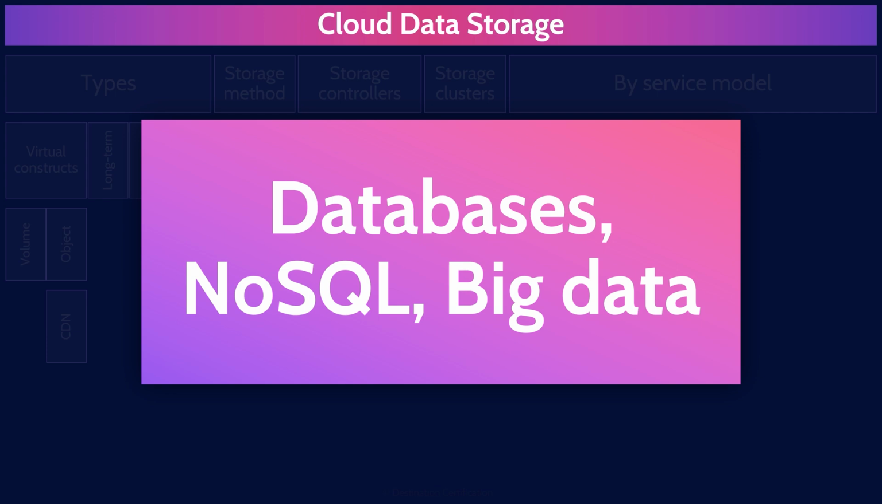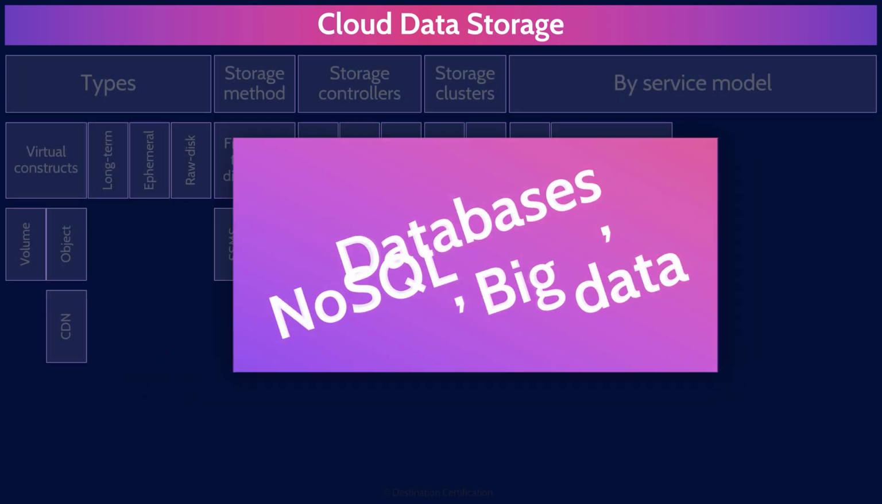PaaS environments will offer managed relational databases, where structured data is stored in tables with predefined schemas, often accessed through SQL, structured query language. NoSQL storage solutions are another option that are designed to handle large volumes of unstructured or semi-structured data. There's also big data storage solutions that are designed to manage and process massive data sets, often involving parallel processing and distributed storage.